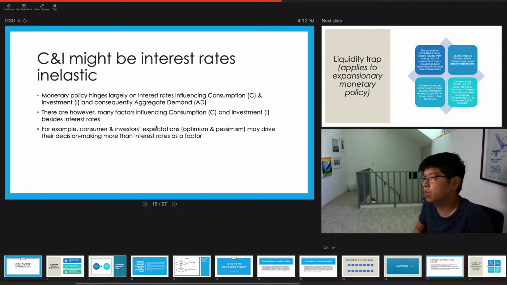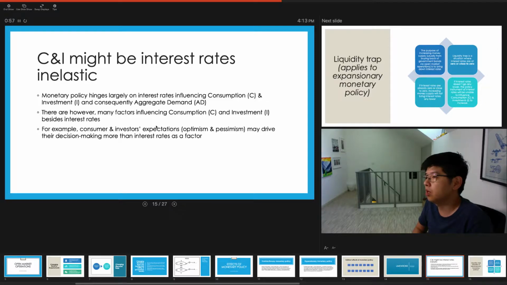Remember, monetary policy hinges very heavily on interest rates influencing consumption and investment, because you want to use a change in money supply to influence interest rate, then use this interest rate to influence consumption and investment, then use consumption and investment to influence aggregate demand. But there are many factors that influence consumption and investment, and interest rate is simply one of them.